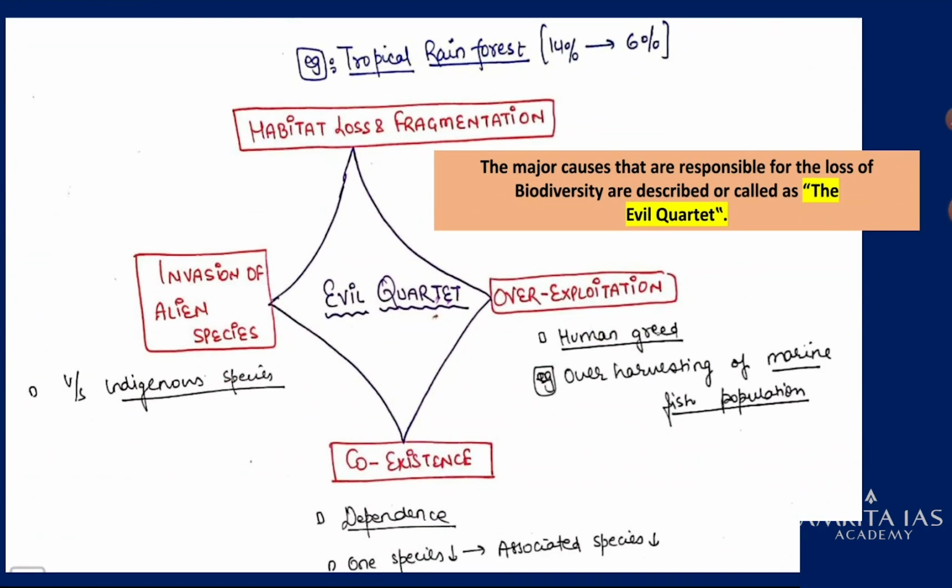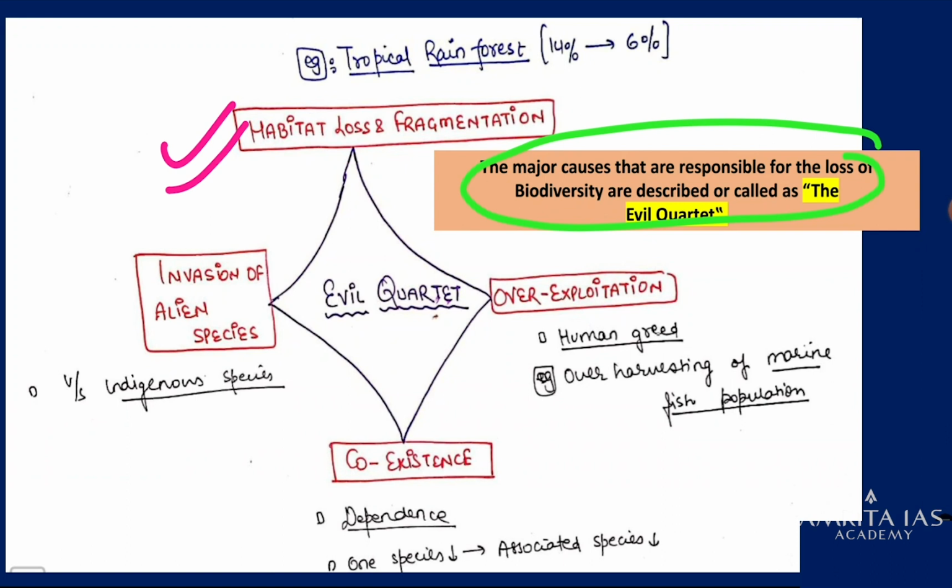The evil quartet is basically the four reasons described as the major causes of biodiversity loss. For example, habitat loss and fragmentation. They give the example of tropical rainforests: some years ago they were 14% of the land mass, currently only 6%. So this much has decreased. Habitat loss has taken place.